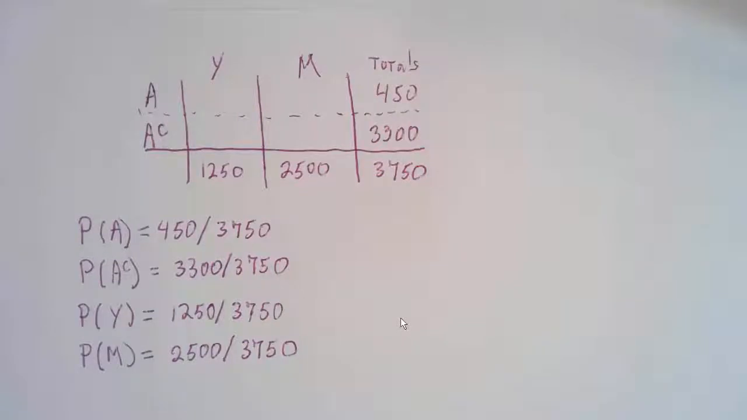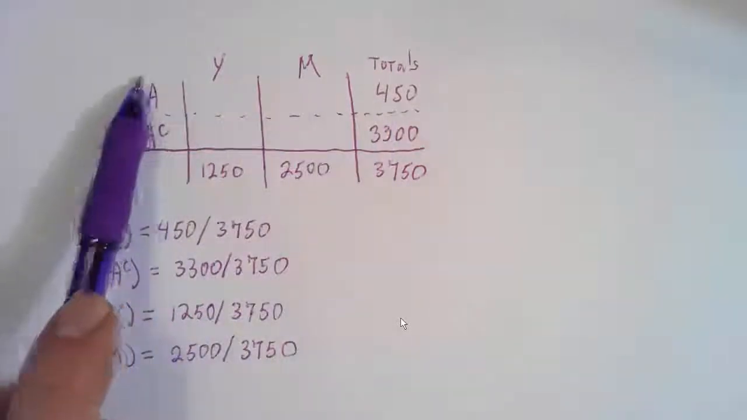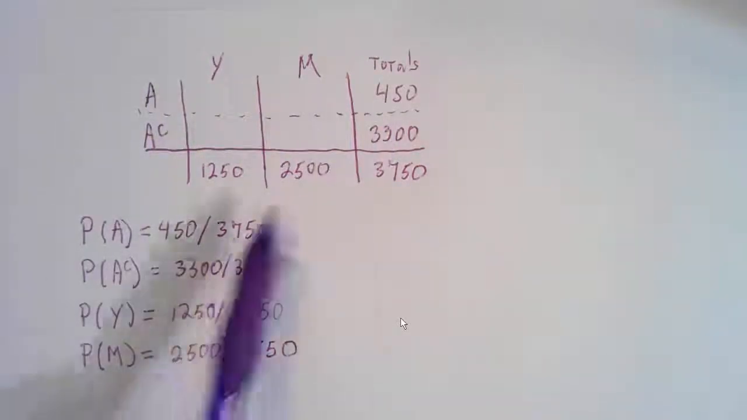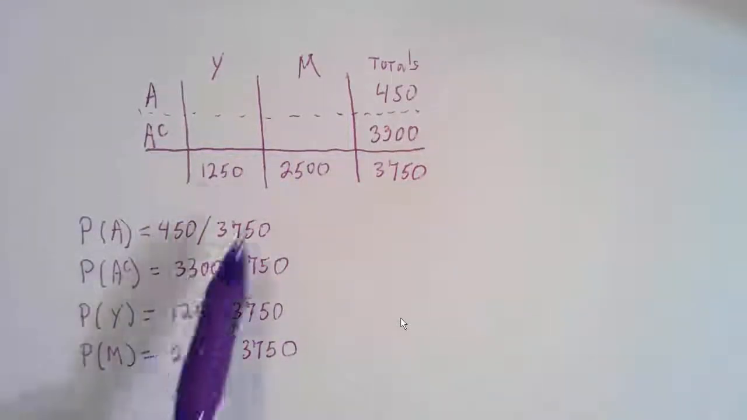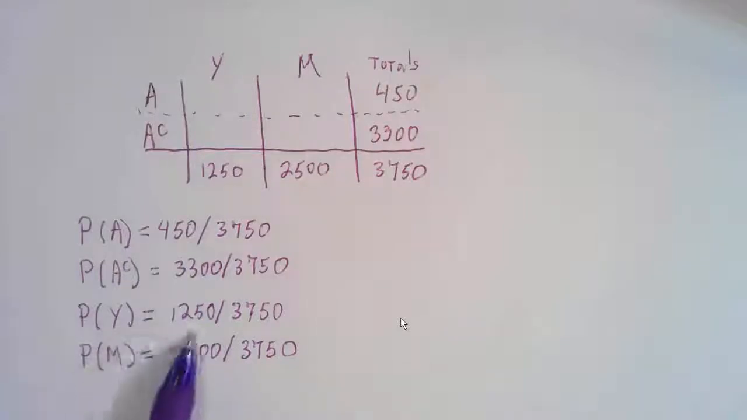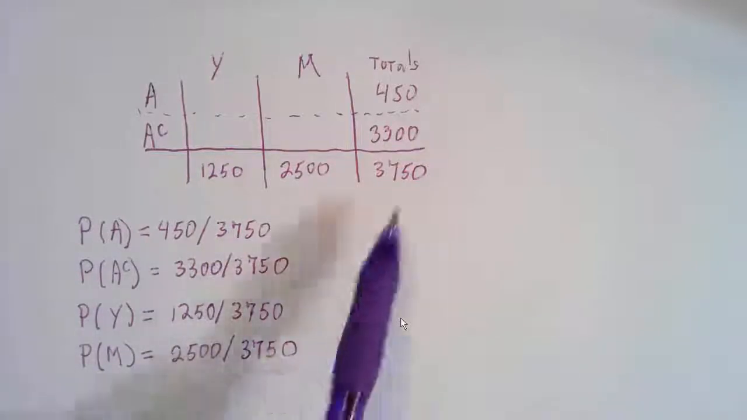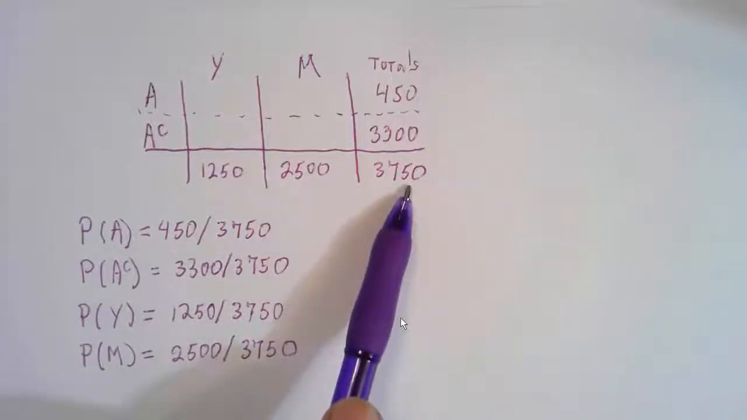Here are our probabilities then. The 450 goes with accident, 3300 with no accident, 1250 for young, and 2500 for mature. Each of those is divided by 3750, which is the total number of customers.